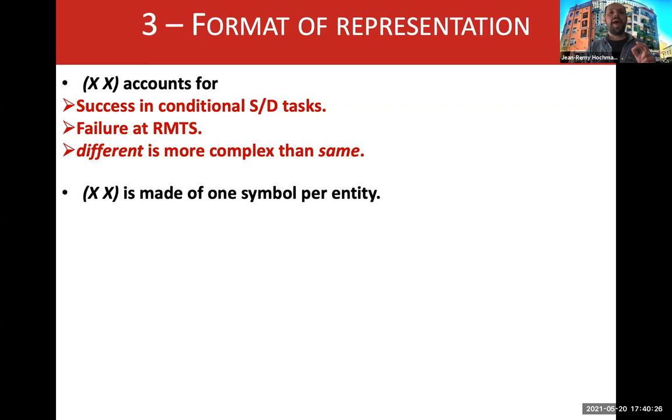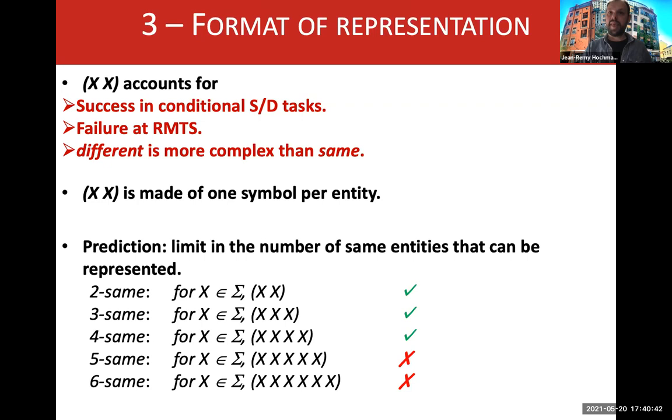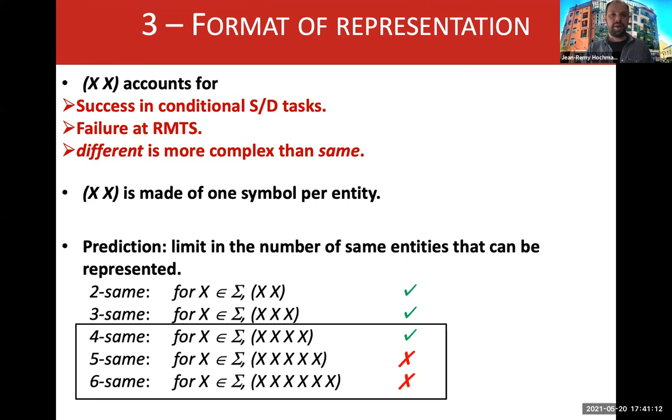Here the observation is that in XX, what you have is really one symbol per entity. Each repetition of X is a symbol for one of the entities involved in the relation. That means that because working memory is limited, infants, if that's the type of representation they have, should be limited in the number of same elements that they can represent. The prediction is that they should be able to represent two same, which we've shown already. They should be able to represent three same, maybe four same, but at some point that should fail, and maybe at five or six they should not be able anymore. So this is what we're going to test in the final series of experiments.